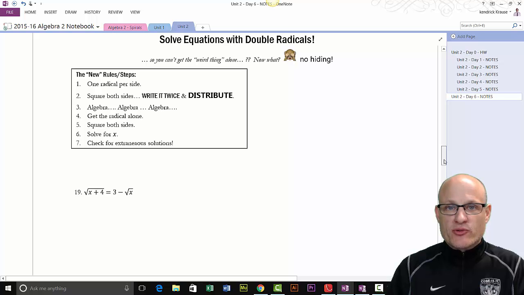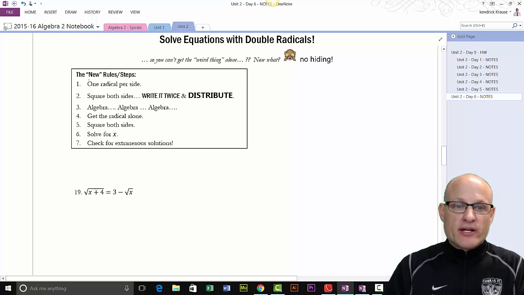So you have radicals on both sides. So you want to make sure you have one radical per side. You want to square both sides. Woo, lots and lots and lots of math. That's the hard part. And then get one radical alone again, and then start over.